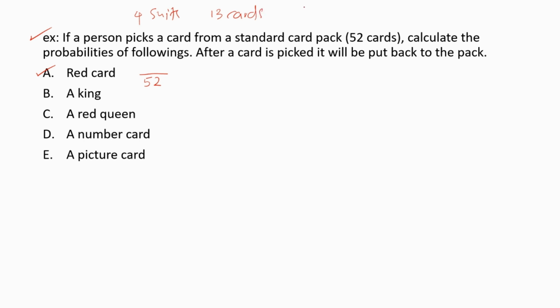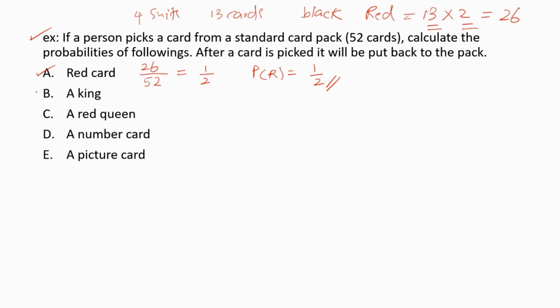Two of the suits are black and the other two suits are red. So, how many red cards in a card pack? There will be 13 multiplied by 2, because 13 is the number of cards in a suit and there are two suits which are red. So, 26. So, picking a red card out of the card pack is 26 over 52. We can simplify this, so this equals 1 over 2. So, the probability of picking a red card equals 1 over 2.